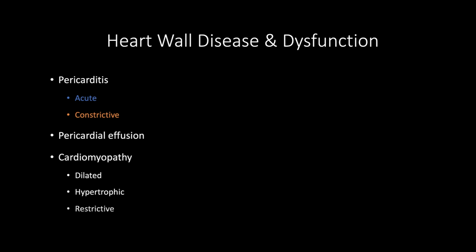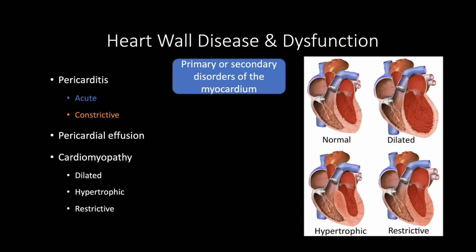Talking about cardiomyopathy now, we have dilated, hypertrophic, and restrictive, and these can be either primary or secondary disorders, meaning that this could be the disorder that's going on. There's something wrong with the heart, and this is the primary problem, or this is a problem that's secondary to some other disease process going on in the body.